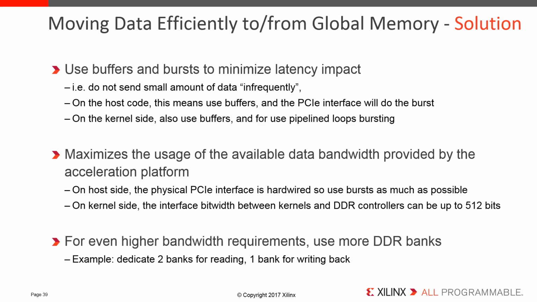Finally, if more bandwidth is required, a kernel could use more DDR banks, as 4 DDR banks are available on the AWS F1 platform. This obviously would be a trade-off with any other kernels present in the FPGA active at the same time.